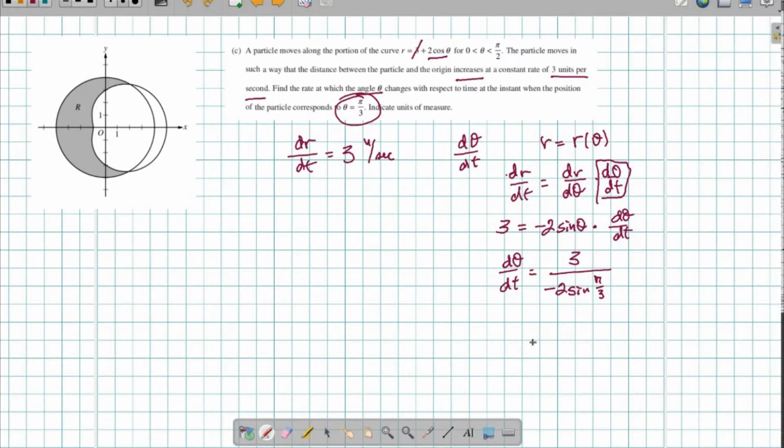Of course, this is a perfectly acceptable answer, except I do need to indicate units of measure, and I'm talking about how an angle changes. Remember that angles are measured in radians, and my time unit, they told us, was seconds. So this is going to be that many radians per second. So that's problem 5.